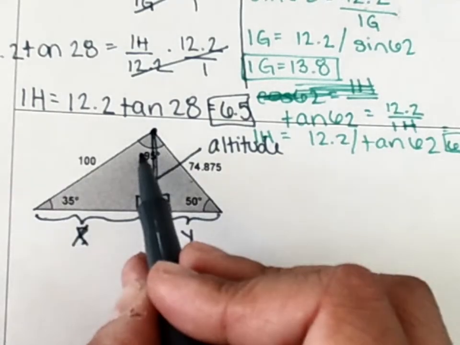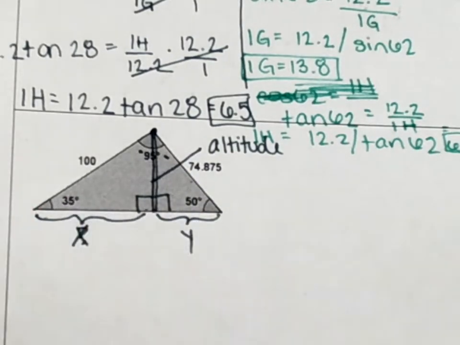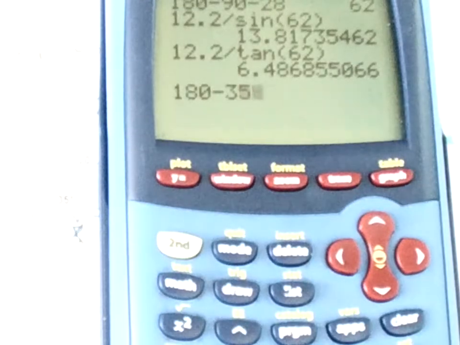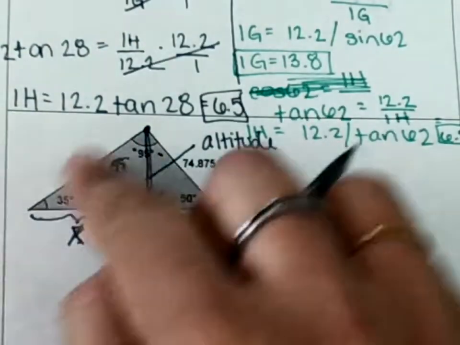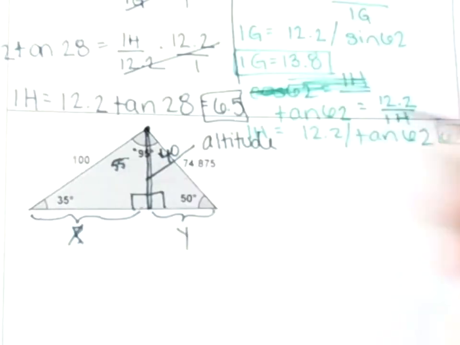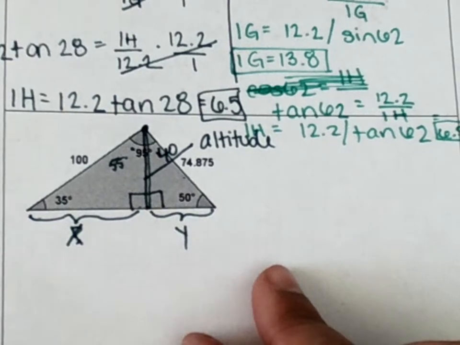So if we wanted to figure out what this angle was and this angle was, we would take 35 and 90 and subtract from 180. So 180 minus 35 minus 90 gives me 55. So this angle is 55 degrees. And if that's 55, the original angle was 95, then this has to be 40 because 40 plus 55 is 95. So now we have a lot of different ways we can solve.